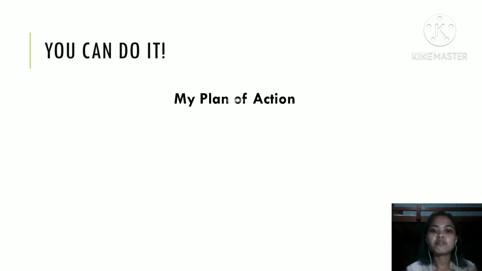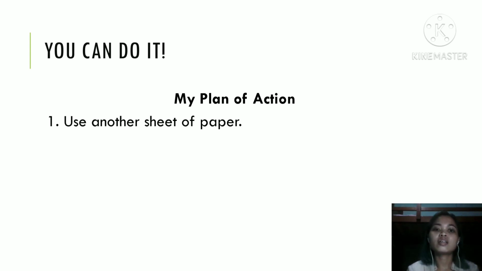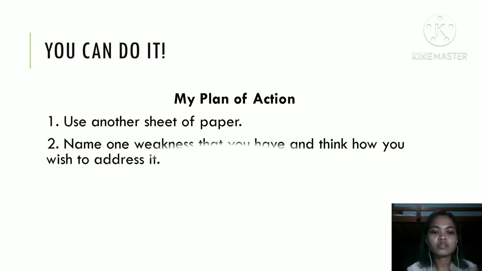Okay, so let us now proceed to the third activity, you can do it. So the title of this activity is My Plan of Action. So, ang gagawin natin sa activity na ito, you will need to use another sheet of paper. So, gagamit ka ulit ng kalibagong sagutang papel. And then, so, you have to name one weakness that you have and think how you wish to address it. So, iisip ka ng isang katangian mo na sa tingin mo ay maituturing mo na kahinaan mo.